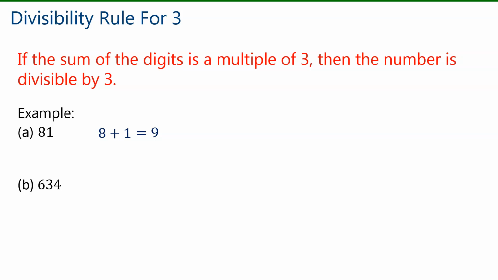So since we have 9 being a multiple of 3, then we can say that 81 is indeed divisible by 3. So let's try that again for 634. If I add 6 plus 3 plus 4 together, I get 13. Now since 13 is not a multiple of 3, that means that 634 is not divisible by 3.